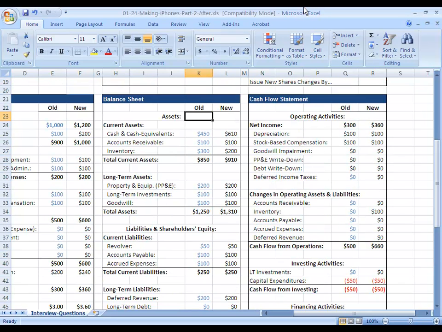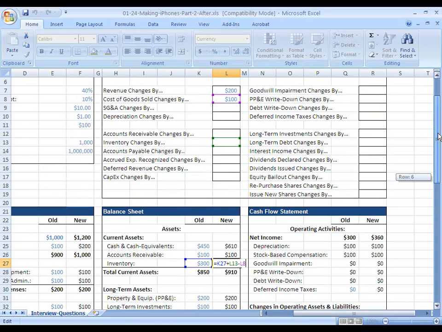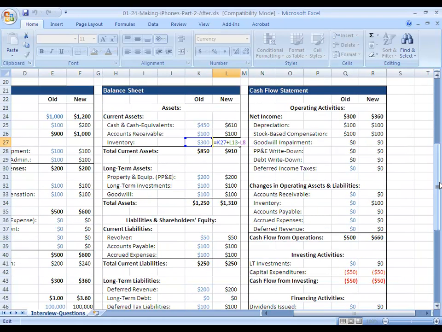On the asset side of the balance sheet, cash is up by 160. Inventory is down by 100 because we've sold it now. Remember that inventory here is linked to cost of goods sold because we're adding in any new inventory purchases here and then subtracting the cost of goods sold. So that's how they're linked. So our total assets here are up by 60 because cash has gone up by 160, inventory has gone down by 100. 160 minus 100 is 60.